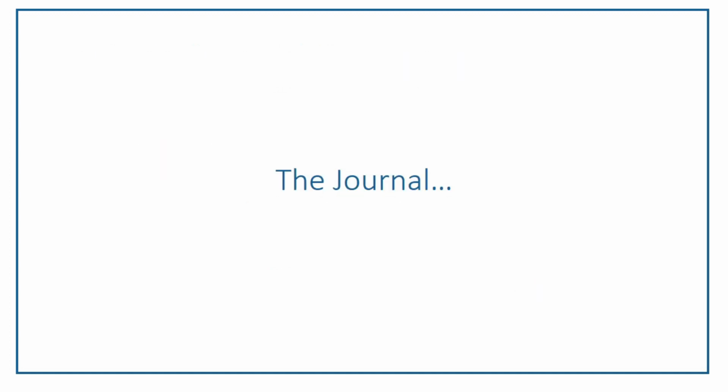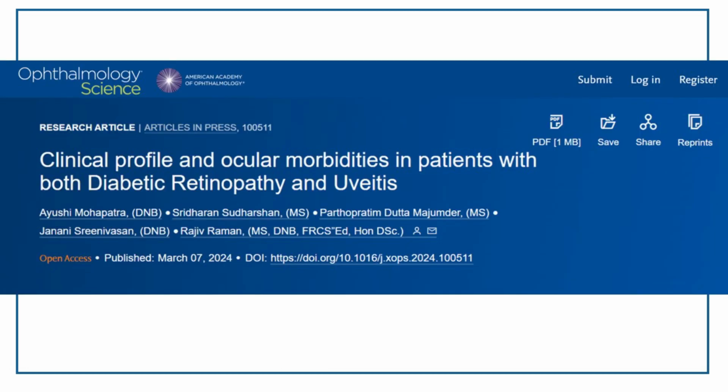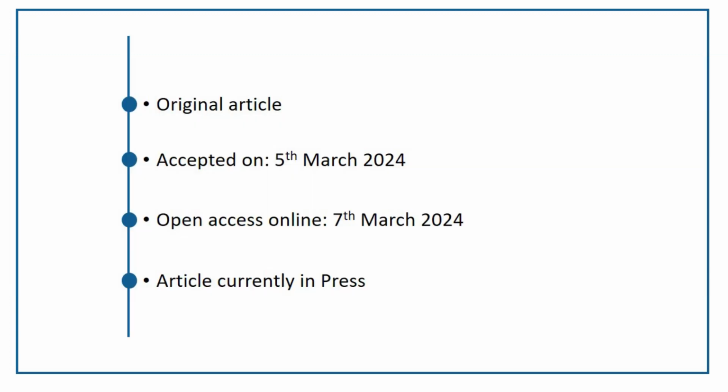So let's go to our journal. After the whole thought process, let's take you to what we aimed and what we achieved. So coming to the journal, the title of our journal was Clinical Profile and Ocular Morbidities in Patients with both Diabetic Retinopathy and Uveitis. This was recently accepted in Ophthalmology Science. It is an original article accepted on 5th March this year and open access online available after 2 days.